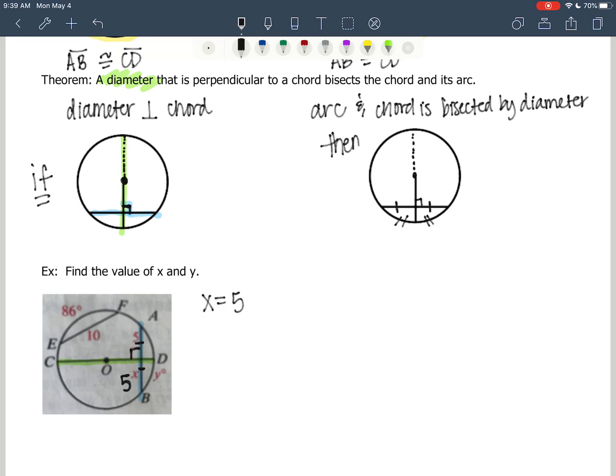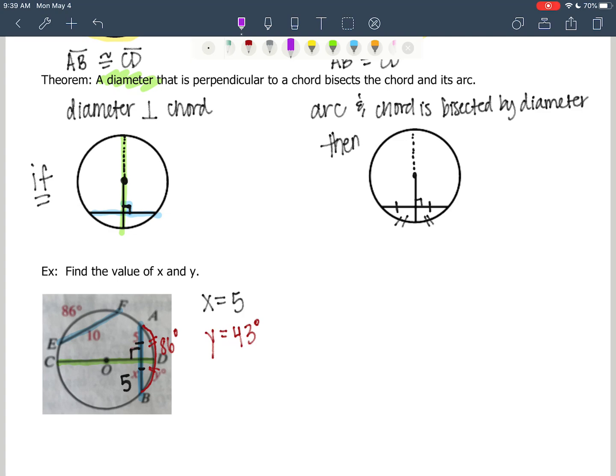Now there's something else going on here because now I see that that blue chord is 10. It has a length of 10. 5 plus 5 is 10. And this chord has a length of 10. That means congruent chords are attached to congruent arcs. So that means that this arc right here is 86 degrees, and it is cut in half, making y 43 degrees.